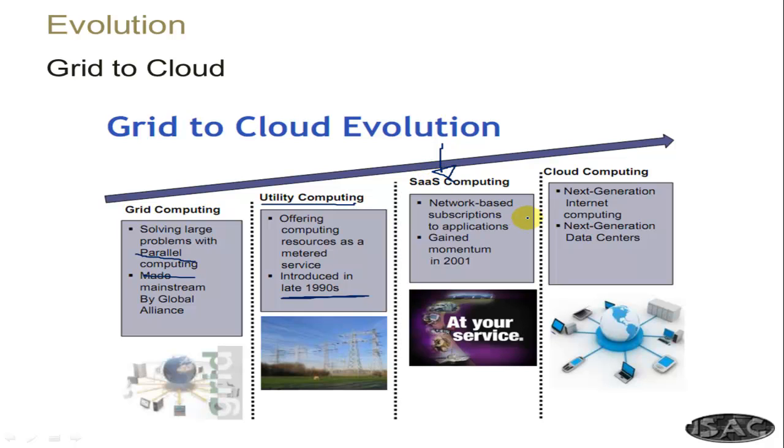When they started, it built the possibility of cloud computing, where next generation internet computing and next generation data centers started, where they not only gave SaaS but also infrastructure as a service as part of cloud computing. So this was the evolution of cloud computing from grid computing to utility computing to SaaS computing to cloud computing, that is IaaS, PaaS and SaaS.